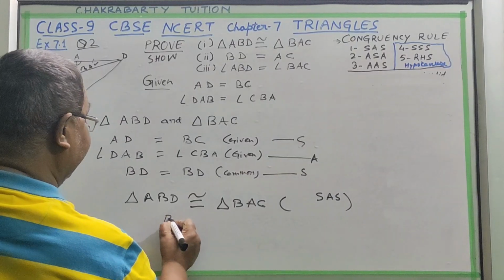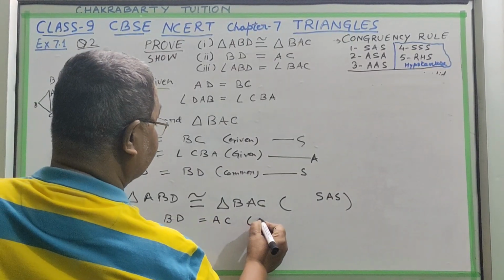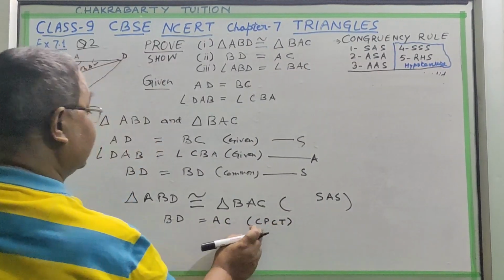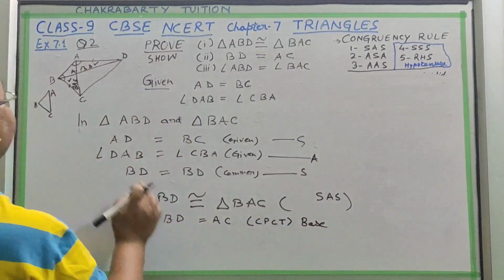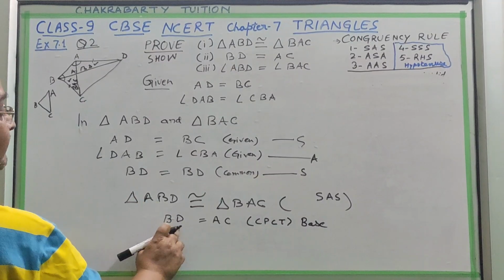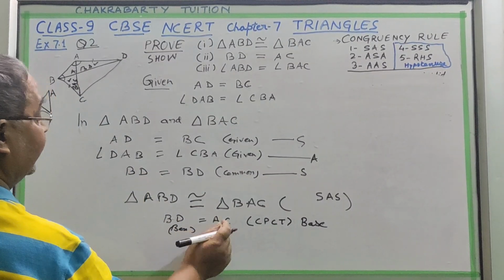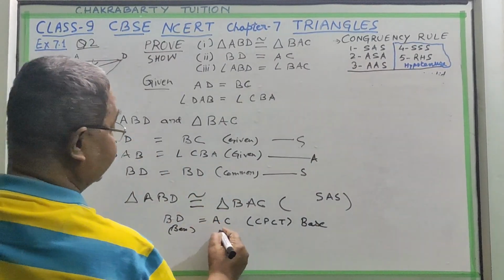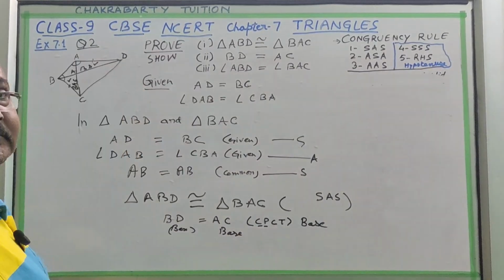So here BD will be equal to AC. Why? Because of corresponding parts of congruent triangles. And what is the corresponding part? Base. You see here, these are the bases. BD is the base of triangle ABD. In ABD, BC is the base. And in BAC, AC is also the base. So what we have written is the corresponding part.